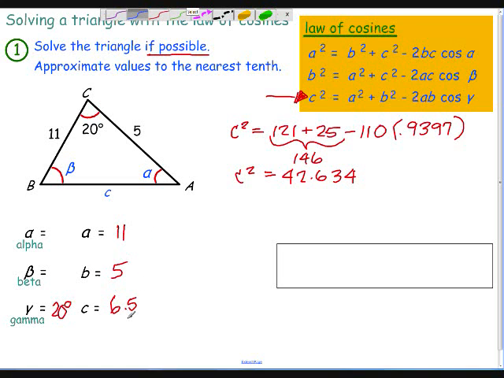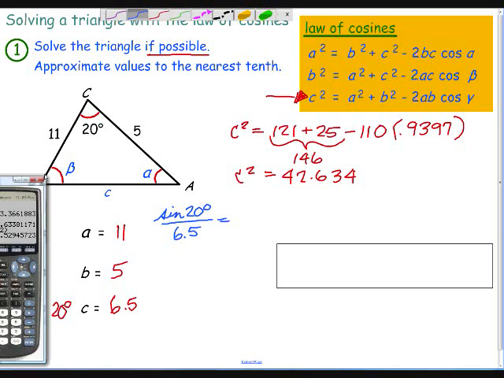Now I've got some other calculations I need to do. I haven't solved the triangle. I've got the 3 sides. Now I can go to the law of sines. Or, no, it's just the easiest way now is to go to the law of sines, I think. Or, let's see, we could say the sine of 20 degrees over the length 6.5. There's our ratio for the law of sines.